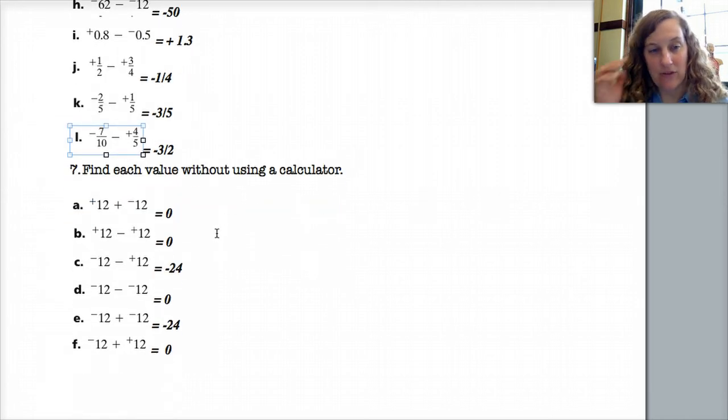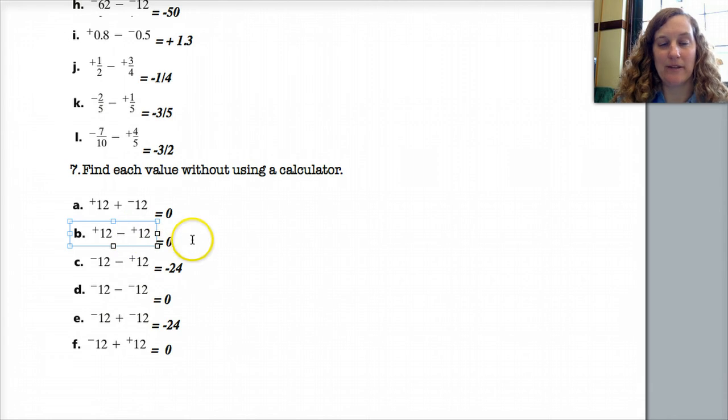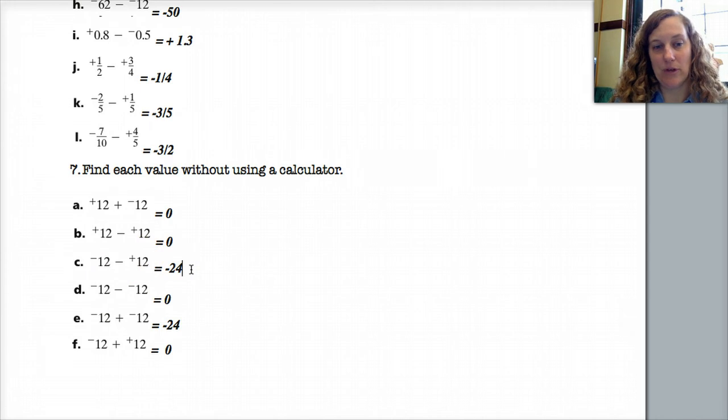And then finding each value without using a calculator: +12 plus -12, they're just opposites, so that's 0. Same thing, +12 minus +12, just 0. -12 plus -12 is going to be -24. -12 minus -12 is 0, because that's the same thing as plus a positive. -12 plus -12 is -24, and -12 plus +12 is 0.